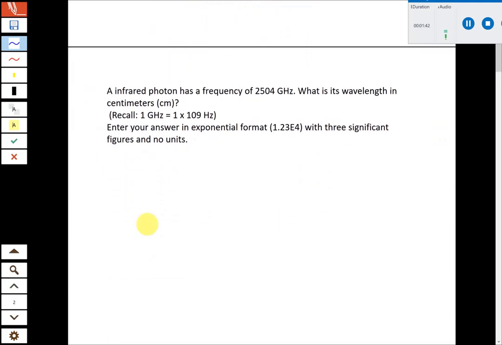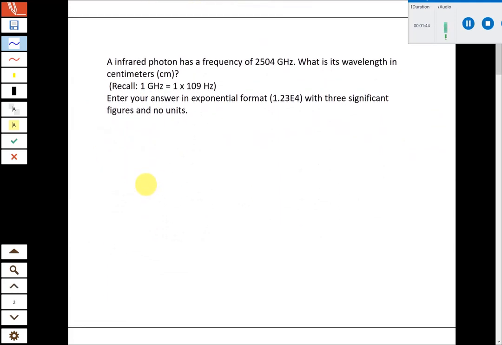All right, so one of the questions we had trouble with was this one here. This was the type of problem where you had to calculate the wavelength, and the input that we gave you, the frequency, was variable. So you could have had different numbers in this, but the way you do the problem is still the same. An infrared photon has a frequency of 2,504 gigahertz. What is its wavelength in centimeters? Recall that 1 gigahertz is 1 times 10 to the 9th hertz. That should be superscripted. I miscopied that.